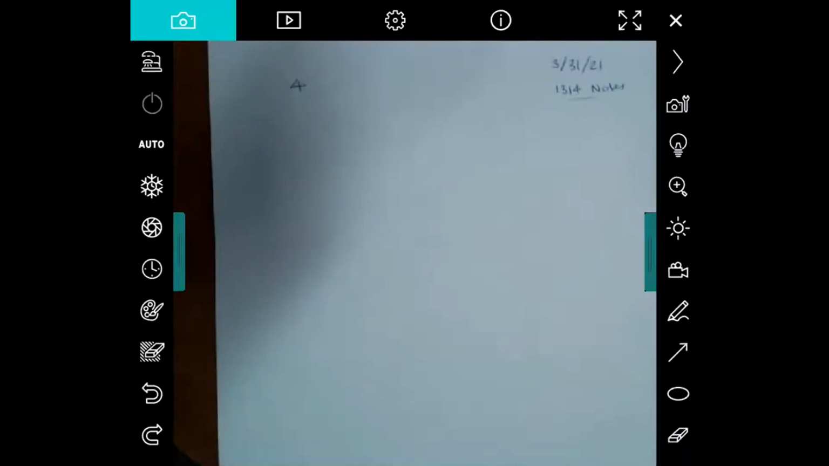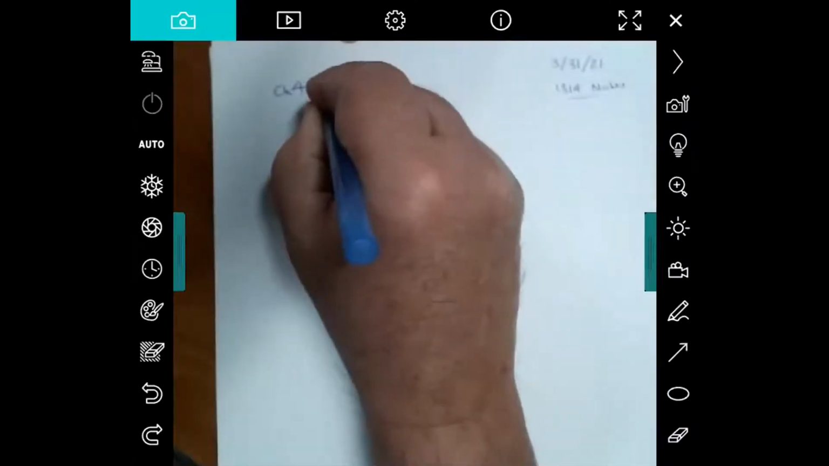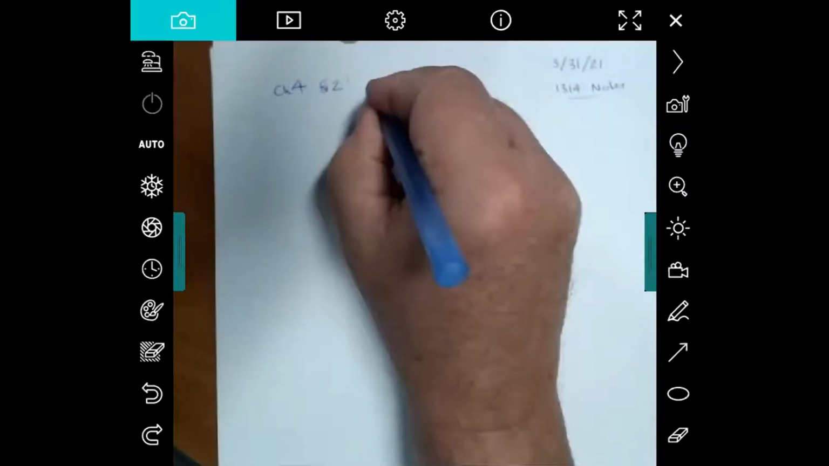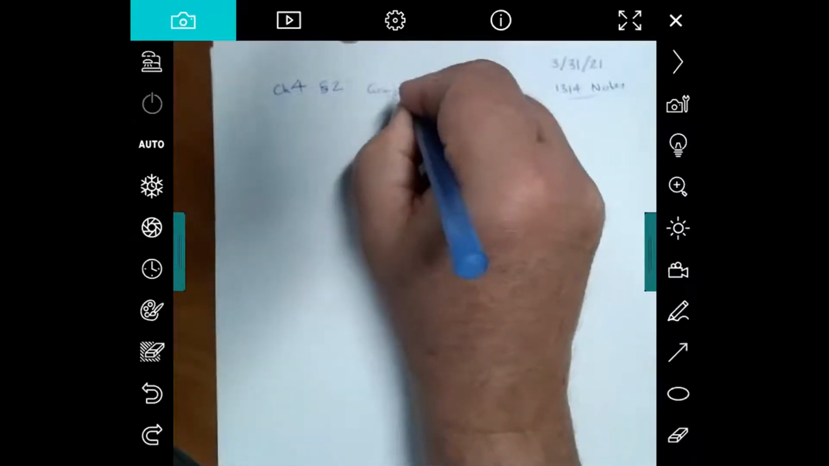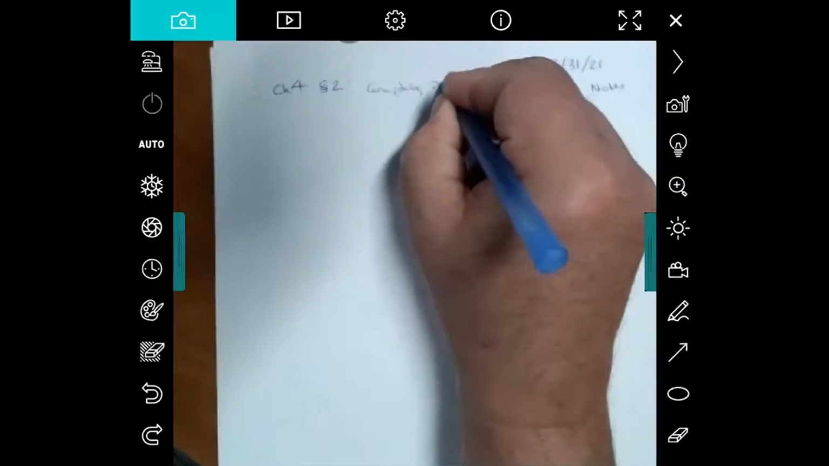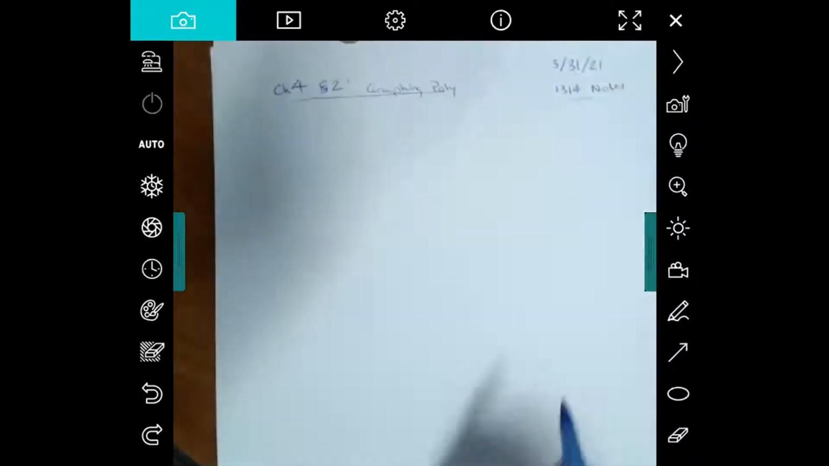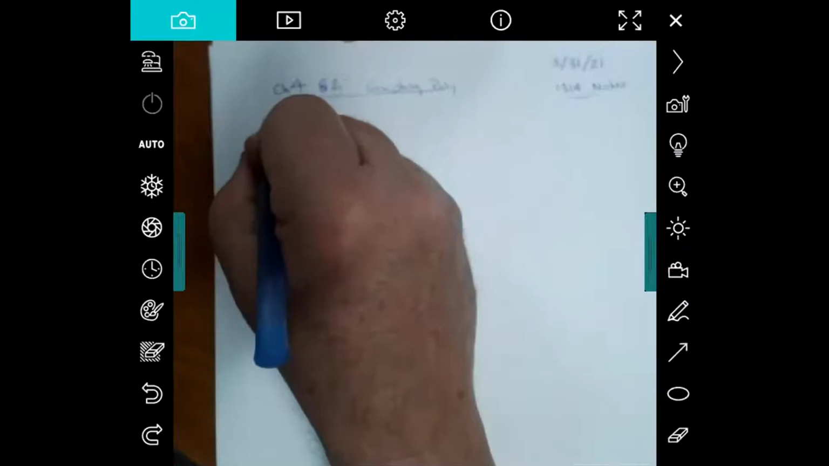Nope. All right. Now look at Chapter 4, Section 2. Let me share my screen here. All right. Chapter 4, Section 2. Graphing polynomials. This is question 1.